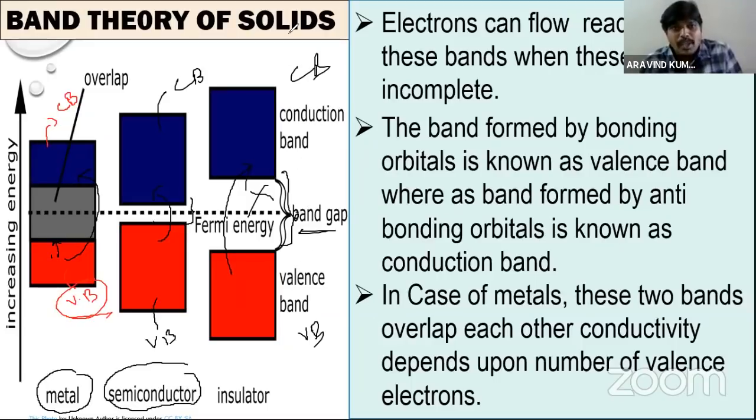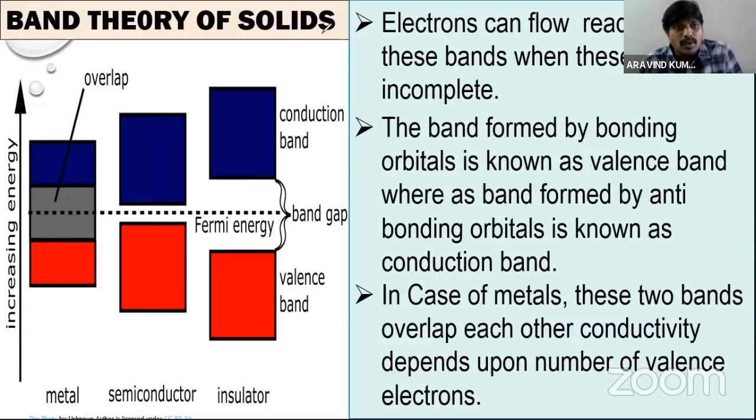Let me go to this, children. Here, you are able to see three types of structures. One is metals, one is semiconductors, and the third one is insulators. In metals, overlapping of conduction band and valence band is present. Whereas in semiconductors, there is a small energy gap between valence band and conduction band. And the third one, insulators, there is a large energy difference between valence band and conduction band.